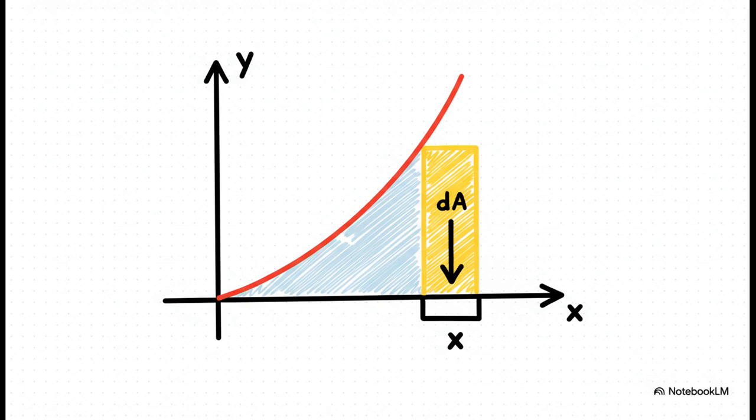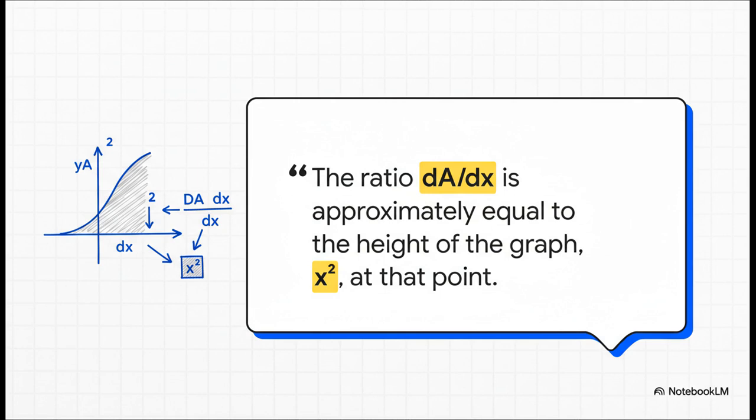And what's the area of that new sliver? Hey, it's another one of those skinny rectangles. Its height is simply the height of the curve at that point, which is x squared, and its width is just our tiny nudge dx. And this is where we find a stunning relationship. That tiny change in area, dA, is approximately equal to x squared times dx.